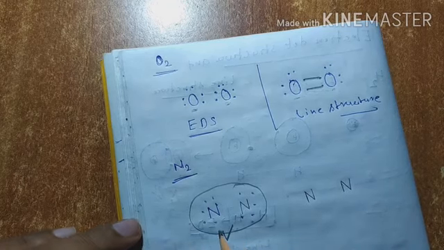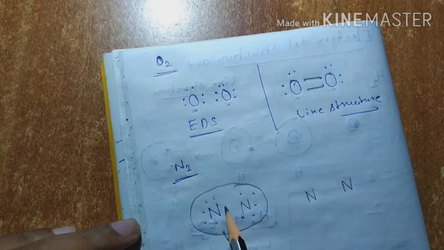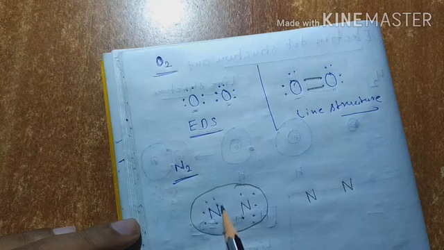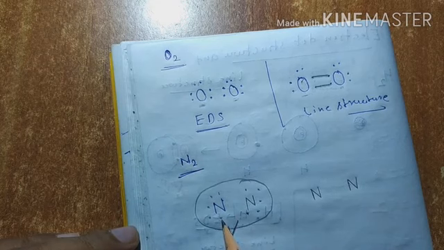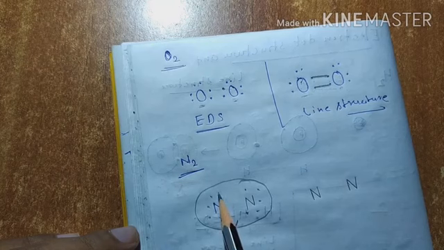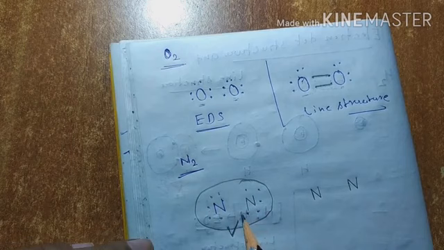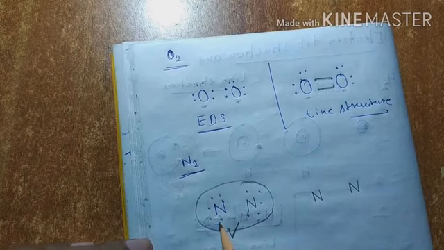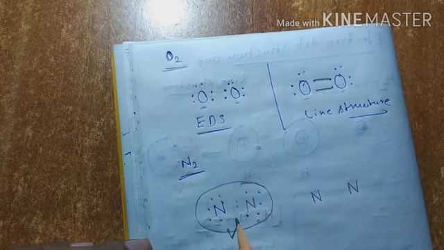Listen, because we have to, if you will make line structure, then you have to make triple. See, how many electrons are there in the outermost orbit? One. How many electrons are there? 1, 2, 3, 4, 5. This is not stable. This is also not stable. There are also 5 electrons here. So they need 3 electrons. It means these 3 electrons should be on this side.